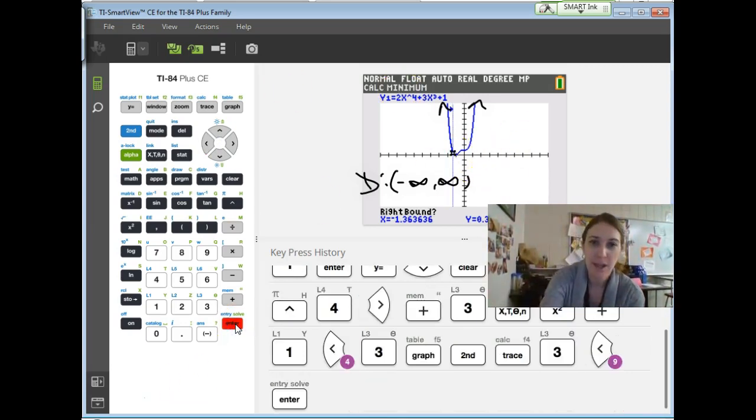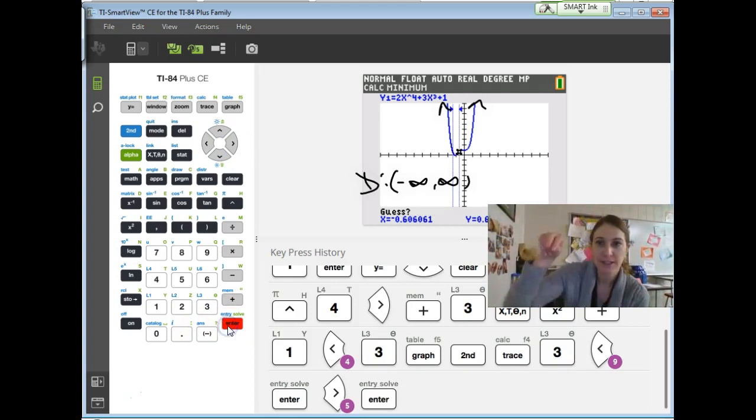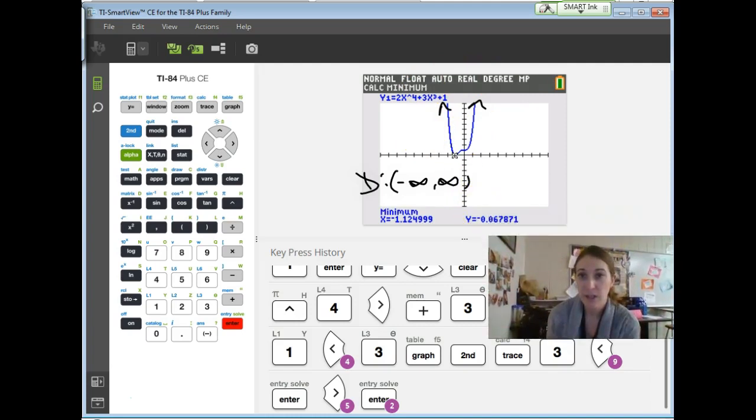So hit enter. And then it says go to the right of it, so drag your cursor to the right for a little bit. And then these two vertical lines that pop up should be like holding the minimum in between them. And when it says guess, you just hit enter one more time. So remember, oh, I'm glad I didn't just assume that was 0. It is not 0. We're looking for range, remember. Range is the lowest y value to the highest y value.